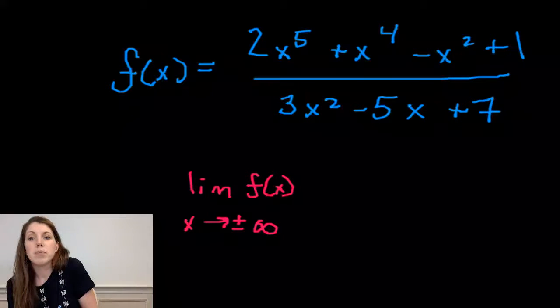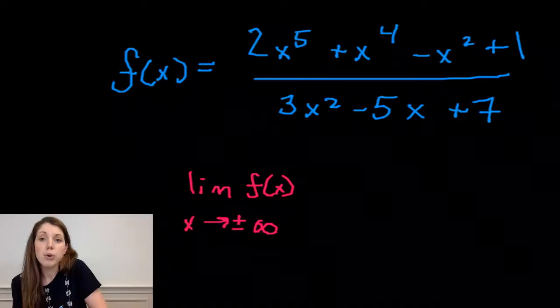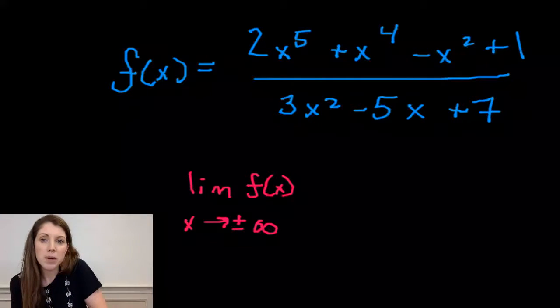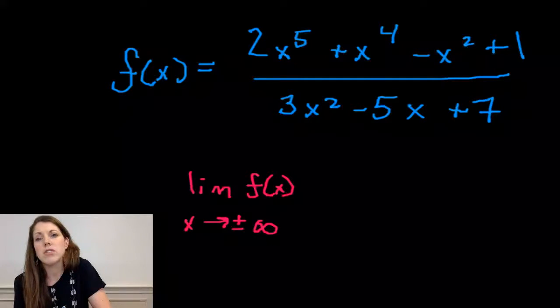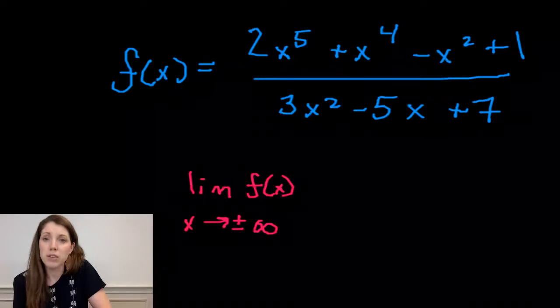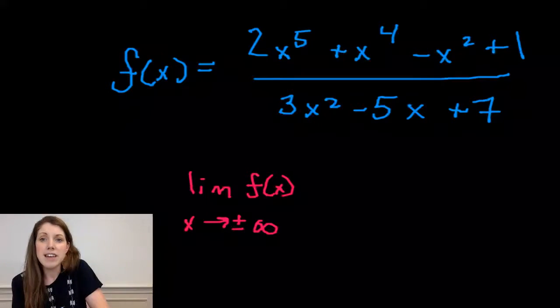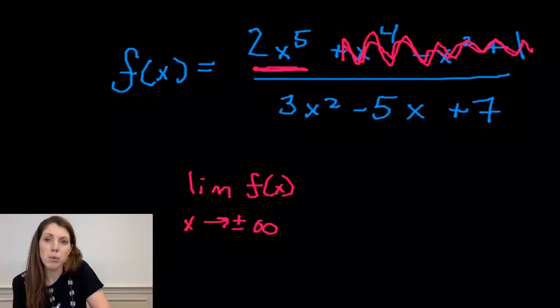So just like we did in the first video, if we're trying to approach infinity, we can think about it almost like we're plugging infinity in, even though you're not really allowed to do that because it's not a number. But when we think about it that way, we see that we have infinity to the 5th power, infinity to the 4th power, infinity squared, and then just plain old plus 1. And none of this really holds a candle to this leading coefficient. So we say that all of this is essentially unimportant and we really only care about 2x to the 5th.